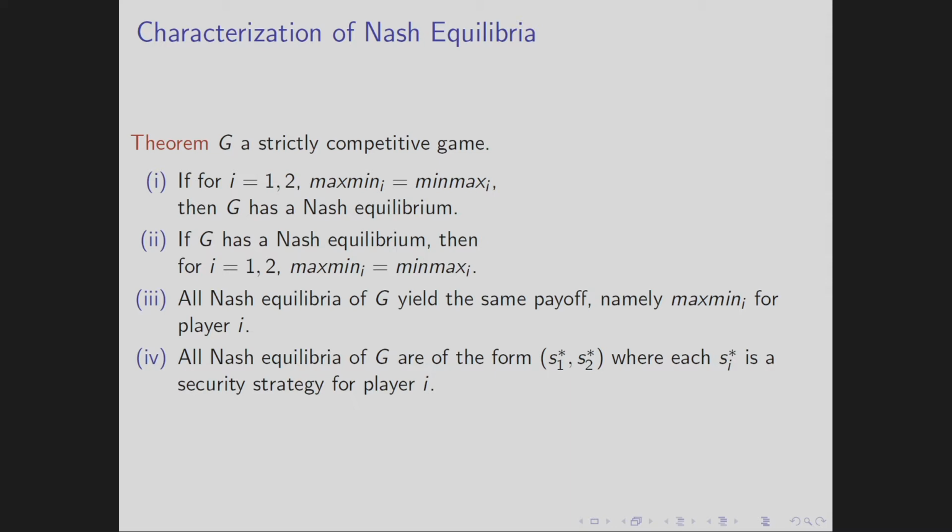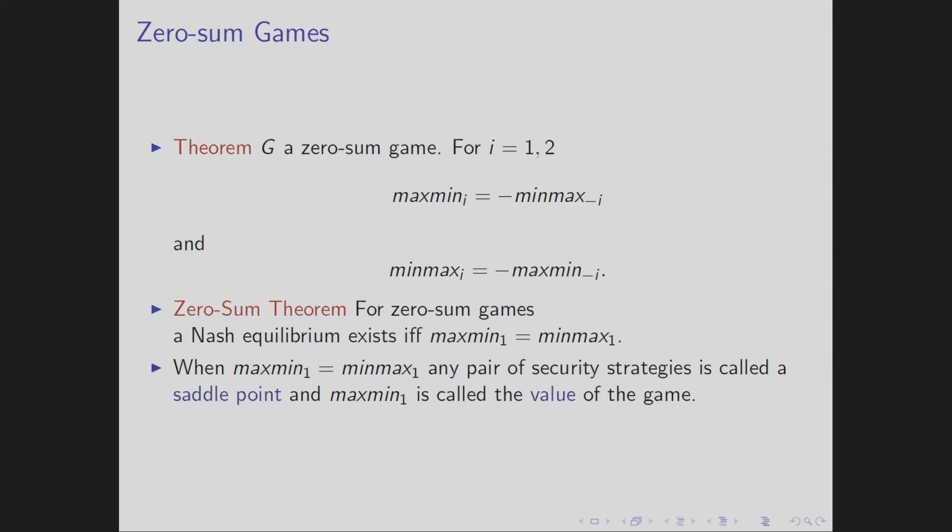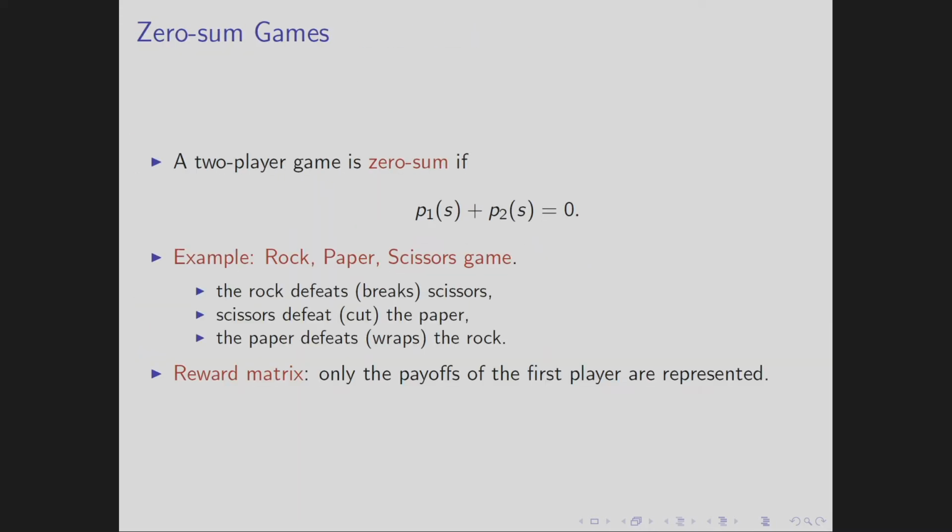But it can happen that such a game has no Nash equilibrium. So the point is, that's why you need mixed strategies. But there is a special case which von Neumann was studying, namely if the game is a zero-sum game. Let me go back. I'll give you an example.